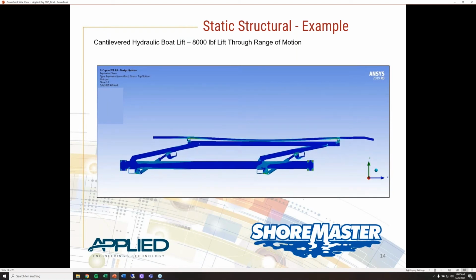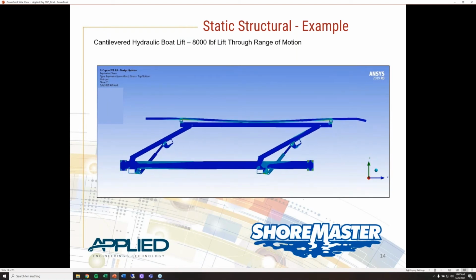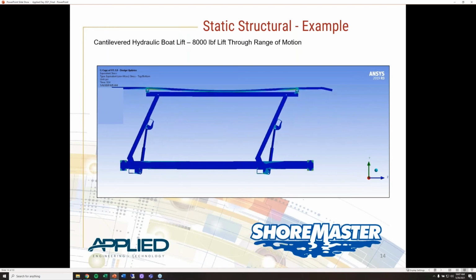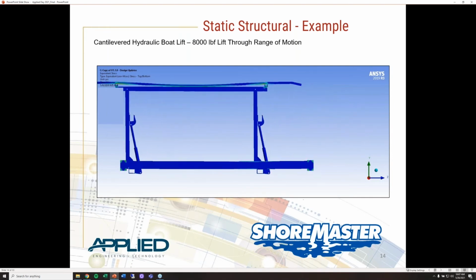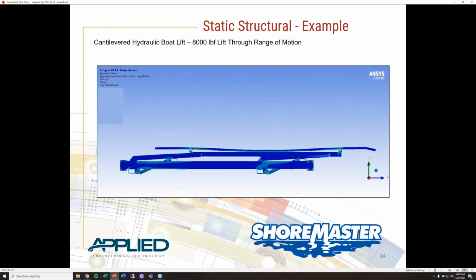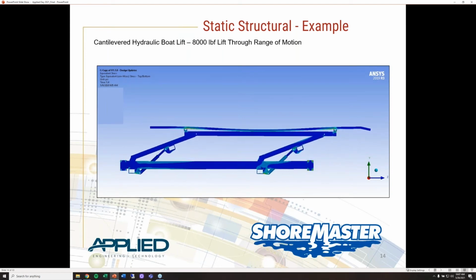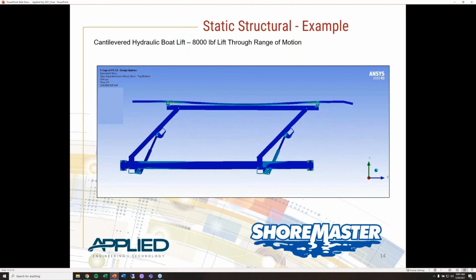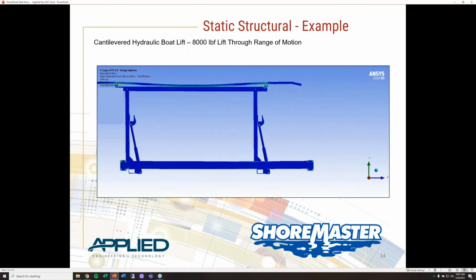Now I mentioned that static structural analysis is quasi-static, so we're not taking into account time, but here it seems like we're running this through the range of motion. So, you might think that we are including some time here, but actually what we're doing is we just have this setup run at multiple different positions, and we combine those all together to create this video. So we're actually still not including time in this analysis. I'll play the video one more time so we can see the load sink the top bunk down, and then the hydraulics actuate and lift the lift up.